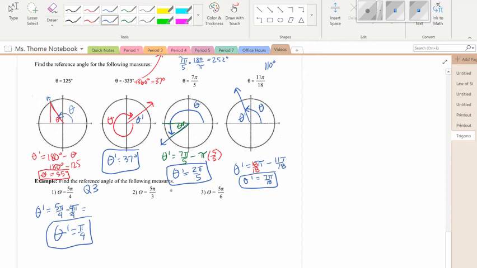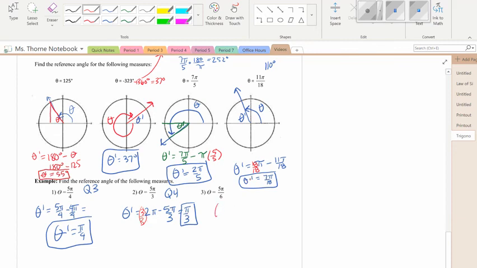So 5 pi over 3 we know is in quadrant 4. So theta prime is equal to 2 pi minus 5 pi over 3, which is equal to pi over 3. And again, I just skipped the step of getting the common denominator, so I multiply this by 3 over 3 to get the common denominator. So 6 pi over 3 minus 5 pi over 3 is pi over 3, in case you were wondering.